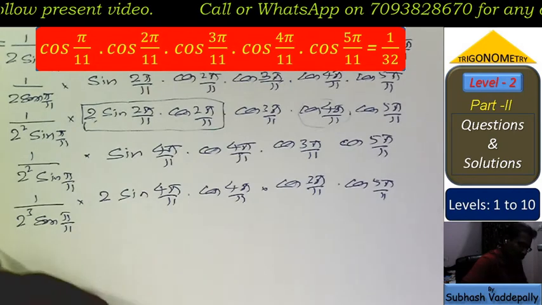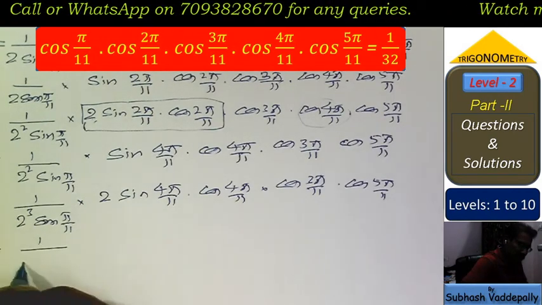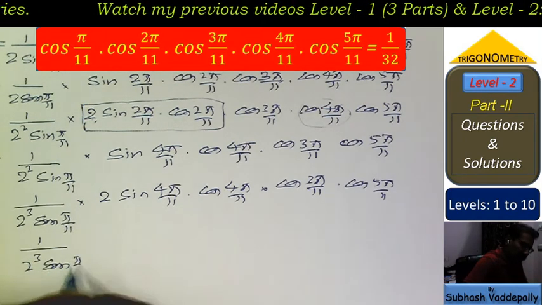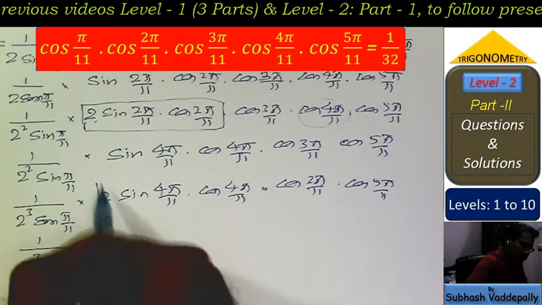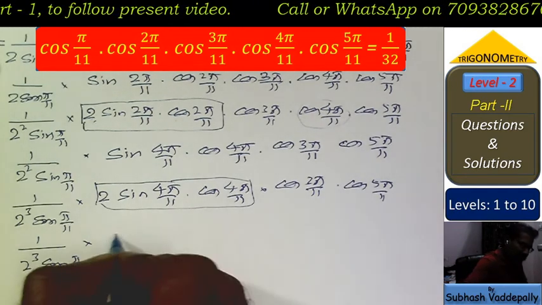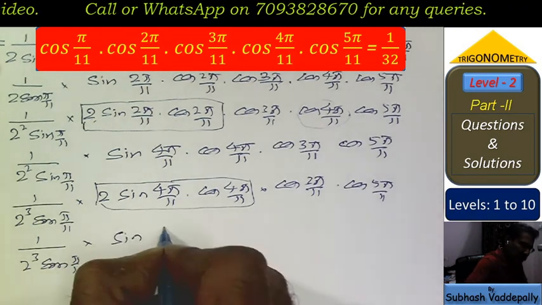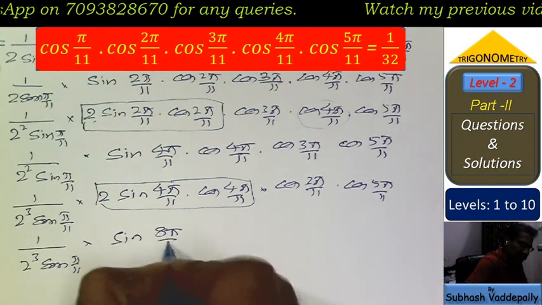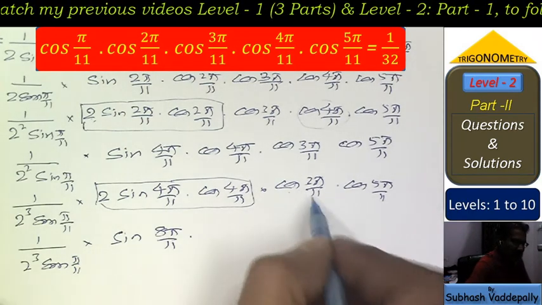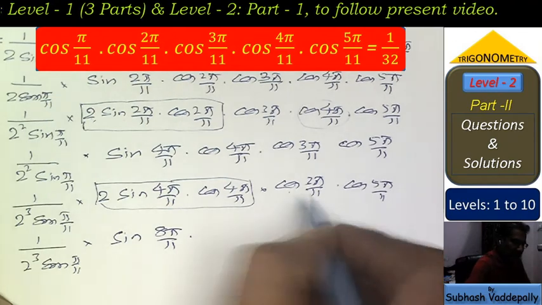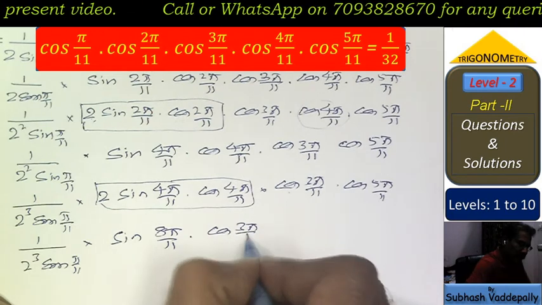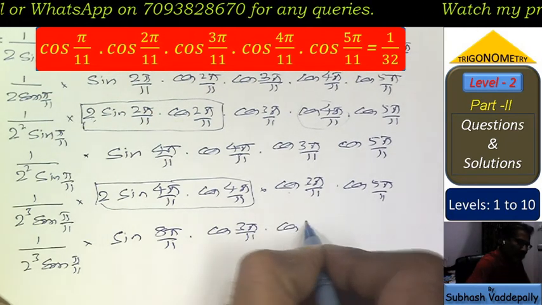Okay, so here this I write as it is, 1 divided by 2 cube sine pi by 11. Again this has become the formula, it is like 2 sine a cos a. So I write sine 2a, that is sine 2 into 4 pi by 11, it is 8 pi by 11, into, here I have cos 3 pi by 11. Let me write this cos 3 pi by 11 as it is, into cos 5 pi by 11.